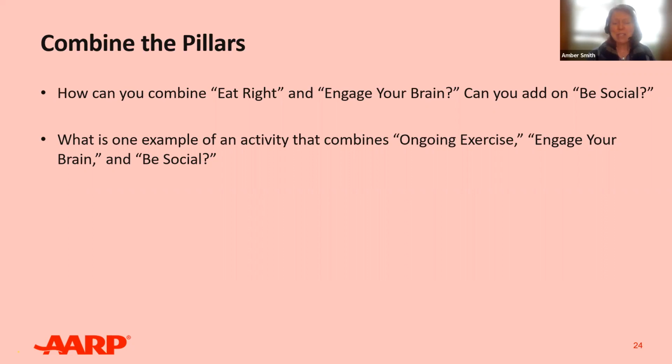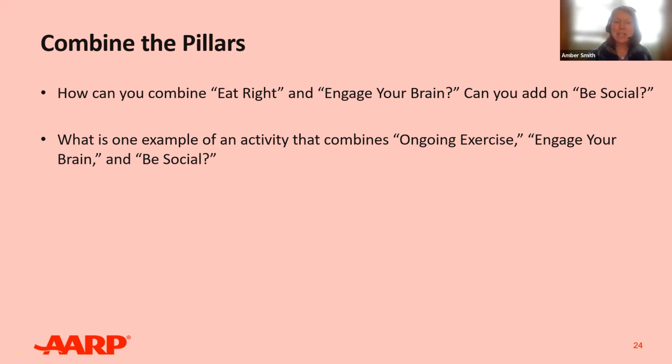And then for the second question, what's an example of an activity that combines ongoing exercise, engage your brain, and be social? And somebody says square dancing, right? It's social, it's fitness, and if you're learning it, you're engaging your brain. Somebody else says water aerobics classes, right? That's ongoing exercise, you're learning new things, you're being social.